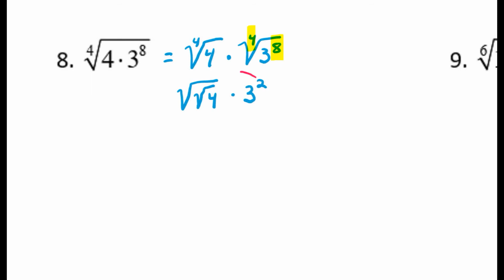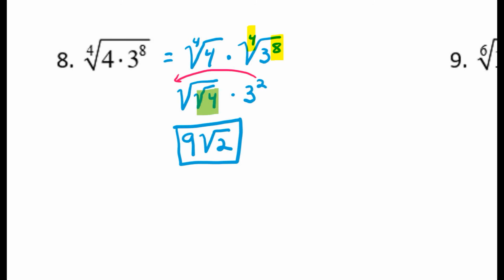And so when I apply that exponent, that 9 is actually going to come in front of my radical. And I'm going to simplify the square root of 4 as 2. And so I'm going to be left with, again, because I have another radical, 9 times the square root of 2.